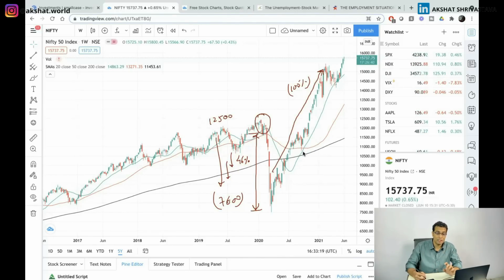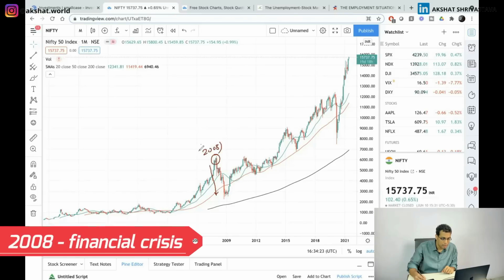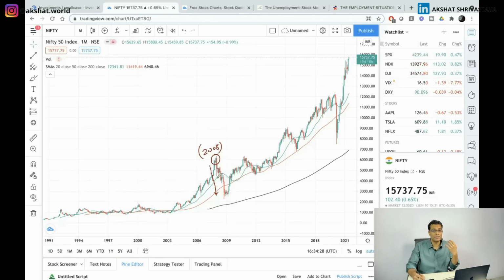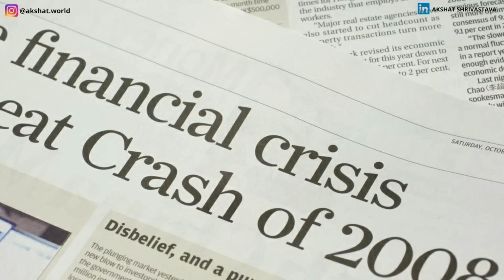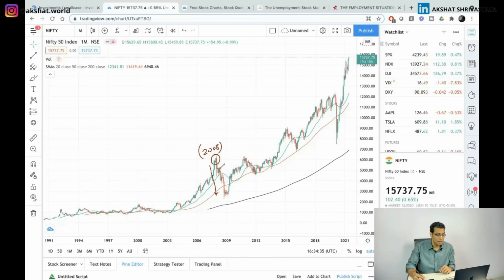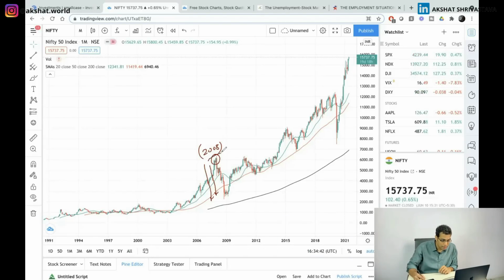But jumping back, let us look at some of the previous bull runs and what has happened in those bull runs. So if you take a look at 2008, another bull run had happened at that time. What happened in 2008 was, we all know that the financial crisis happened in the US and the entire world collapsed in a way. The financial systems across the world collapsed, due to which the stock prices witnessed a major correction. So here again, the stock prices fell in India approximately from 6,400 levels to somewhere around, as you can see, 2,200 levels. This was again a very deep correction.